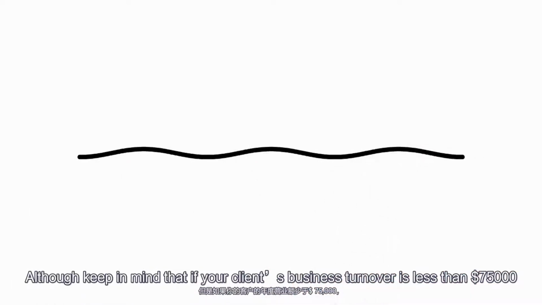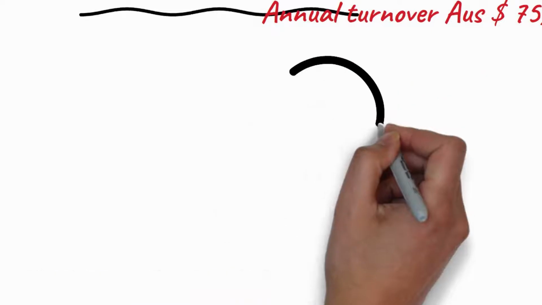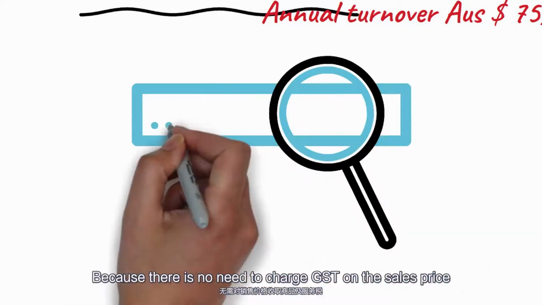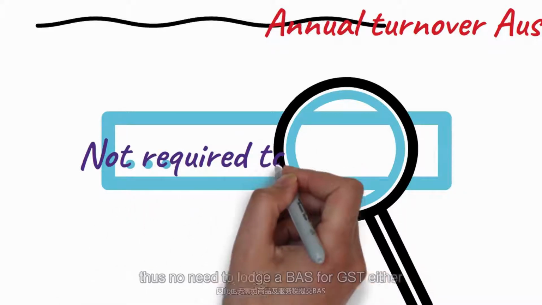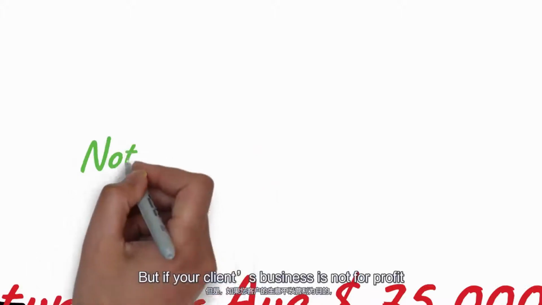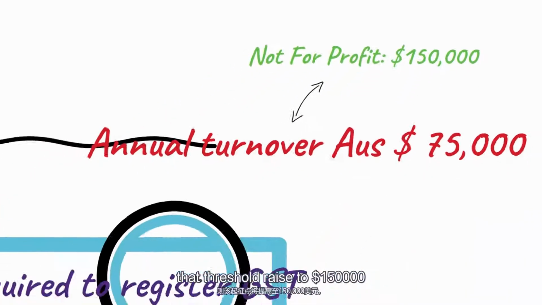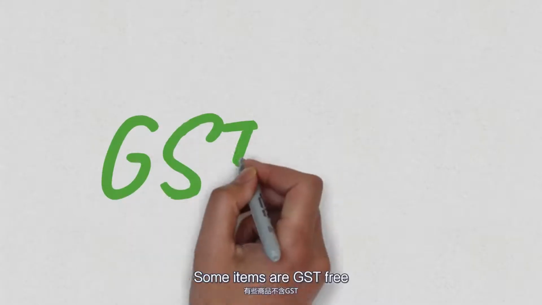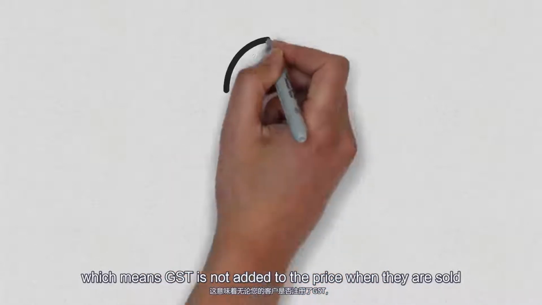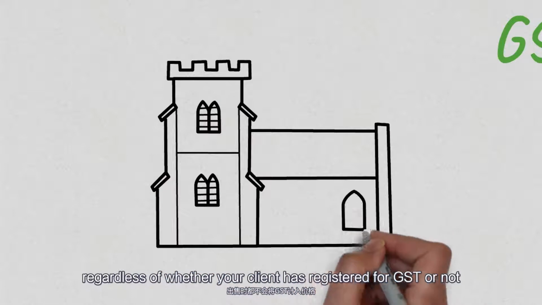Although keep in mind that if your client's business turnover is less than $75,000, they are not obliged to register for GST because there is no need to charge GST on the sales price. Thus, no need to lodge a BAS for GST either. If your client's business is not for profit, that threshold is raised to $150,000. Some items are GST-free, which means GST is not added to the price when they are sold, regardless of whether your client has registered for GST or not.